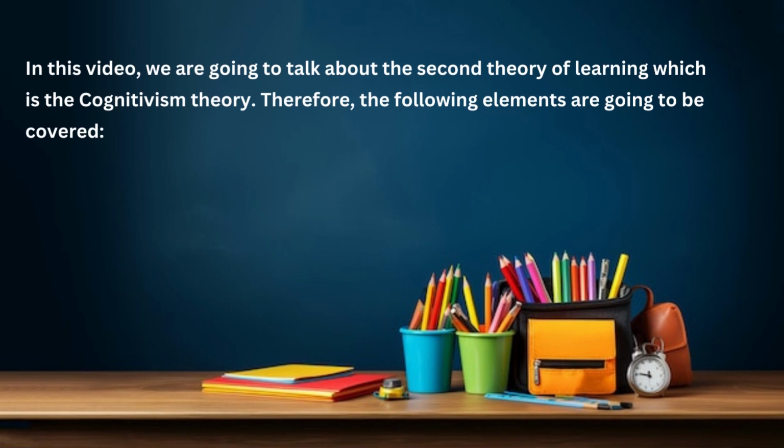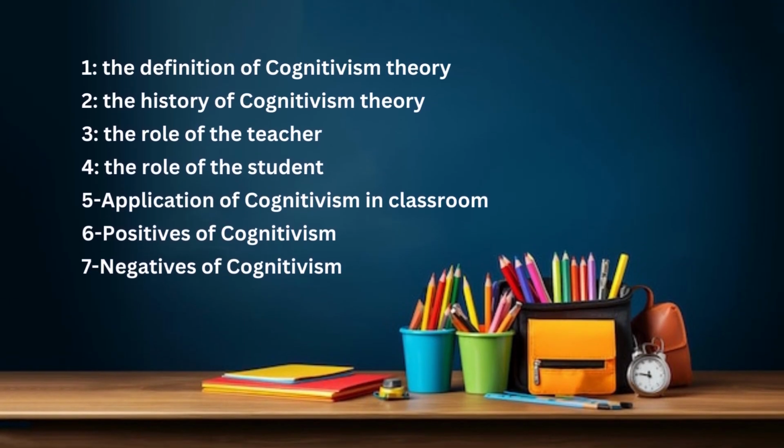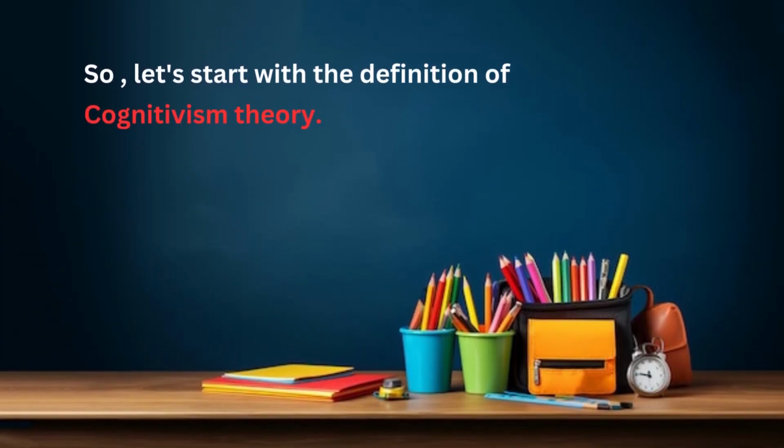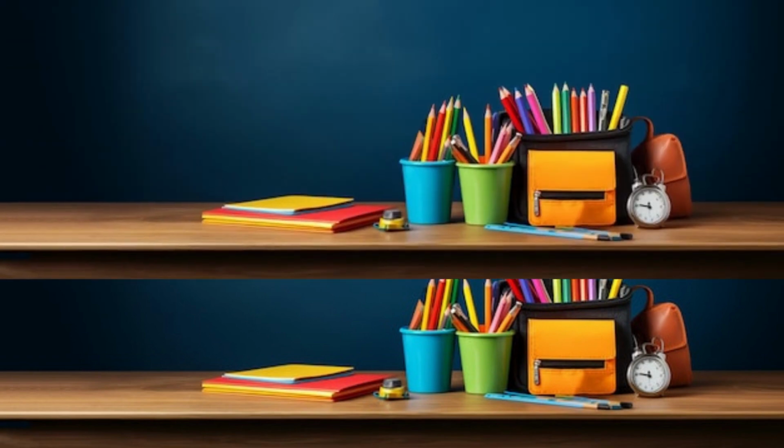In this video, we are going to talk about the second theory of learning, which is the cognitivism theory. Therefore, the following elements are going to be covered. 1. The definition of cognitivism theory. 2. The history of cognitivism theory. 3. The role of the teacher. 4. The role of the student. 5. Application of cognitivism in classroom. 6. Positives of cognitivism. 7. Negatives of cognitivism. So, let's start with the definition of cognitivism theory.